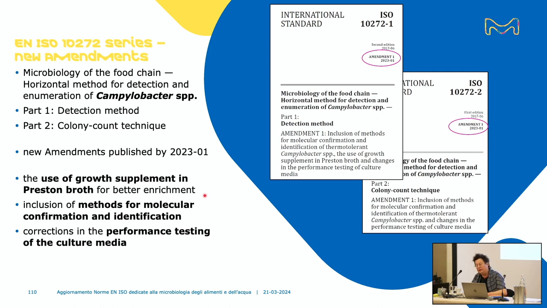Those of you who are doing, not a few labs, I know, Campylobacter from water. This growth supplement is also described in the ISO standard for Campylobacter from the water microbiology. And we have tested this in ISO and found very good results. So it is strongly recommended to use this growth supplement for Preston broth, also for the food microbiology. And we have also additional data deposited on the ISO website, which is a link given in the ISO standard. We have now included in this amendment methods for molecular confirmation and identification and some corrections in the performance testing of the culture media. These new amendments for part 1 and part 2 for Campylobacter standards have been published in January last year.